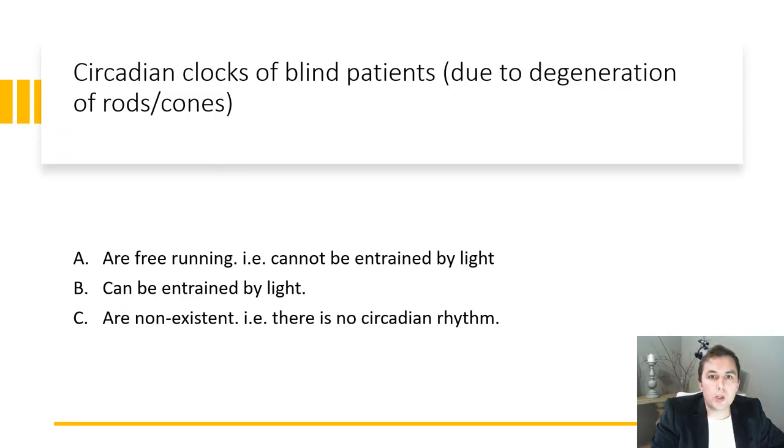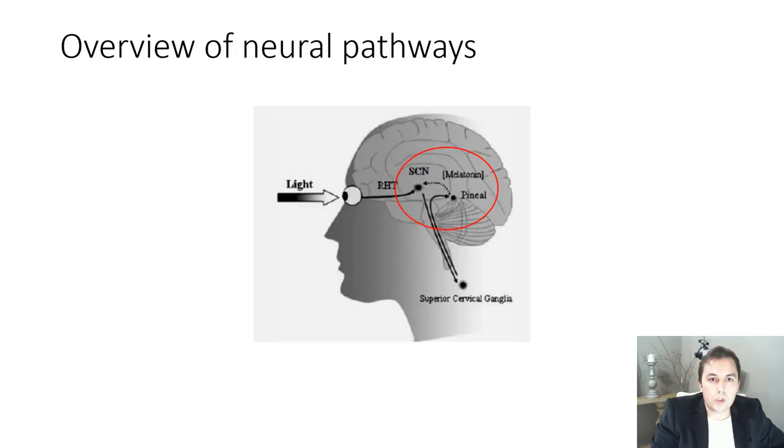So again, here's a quick question. As we can see, the circadian clock of individuals who are blind specifically due to degeneration of the rods and cones can still be entrained by light because of the action of melanopsin cells. So let's again look at the schematic for how light entrains the circadian clock, and now I want to focus more on the role of melatonin.